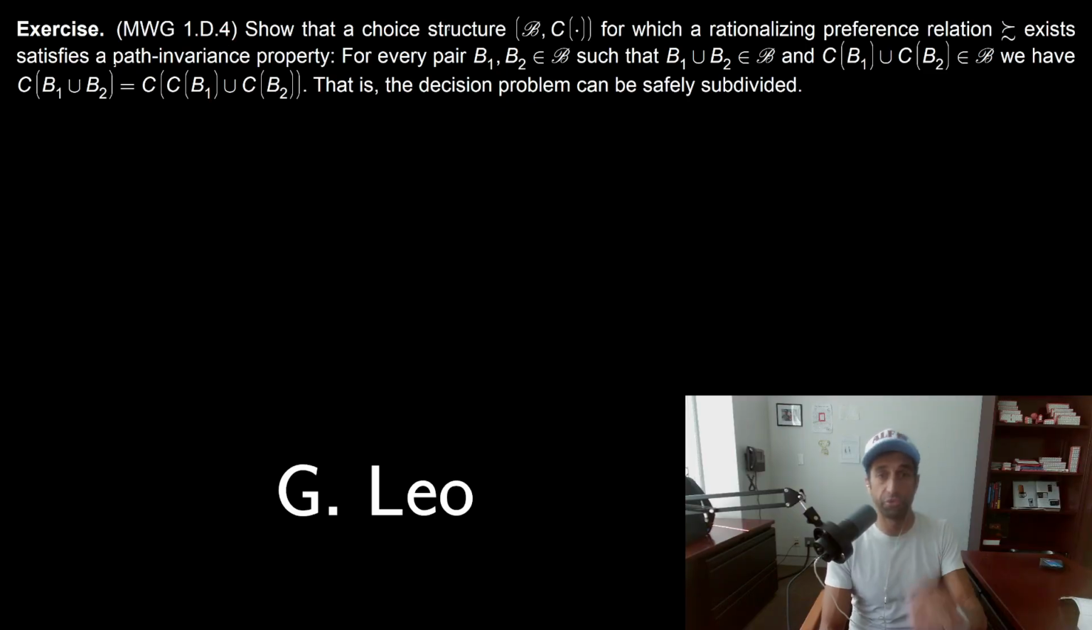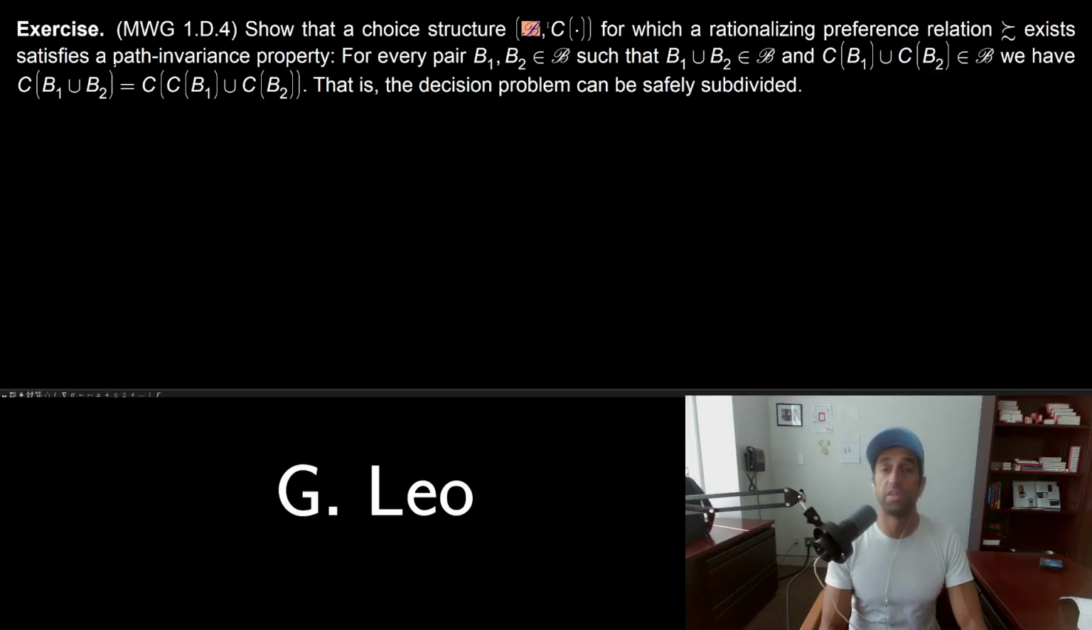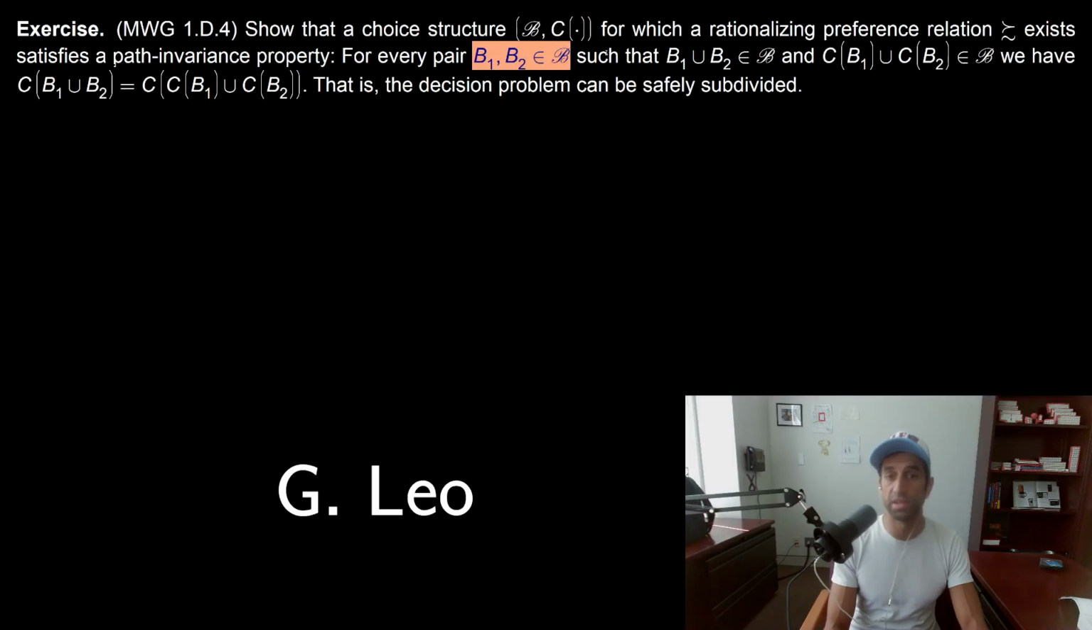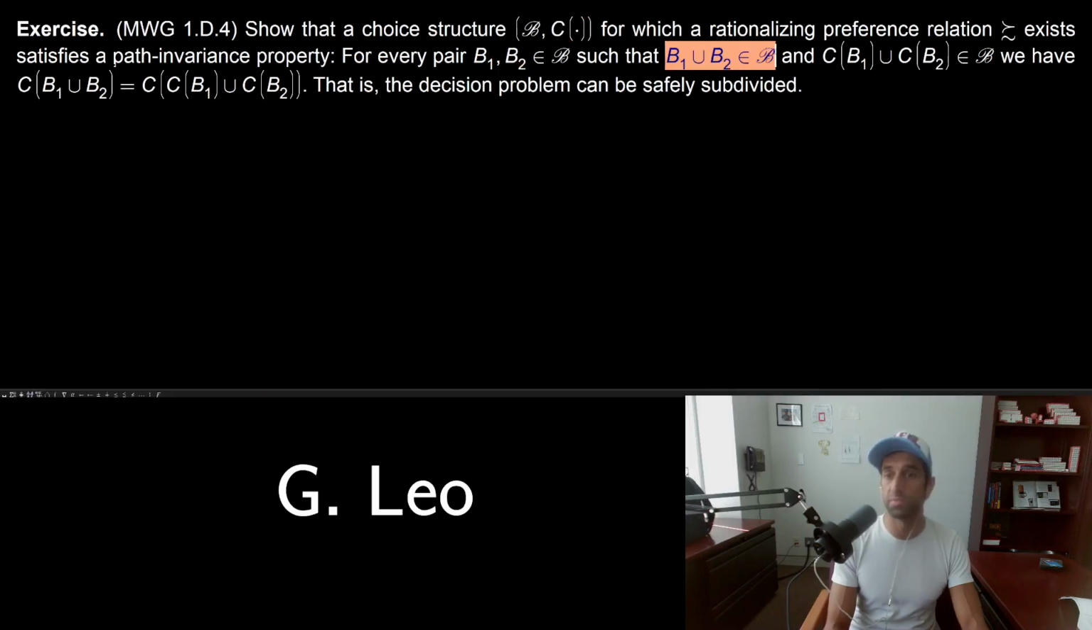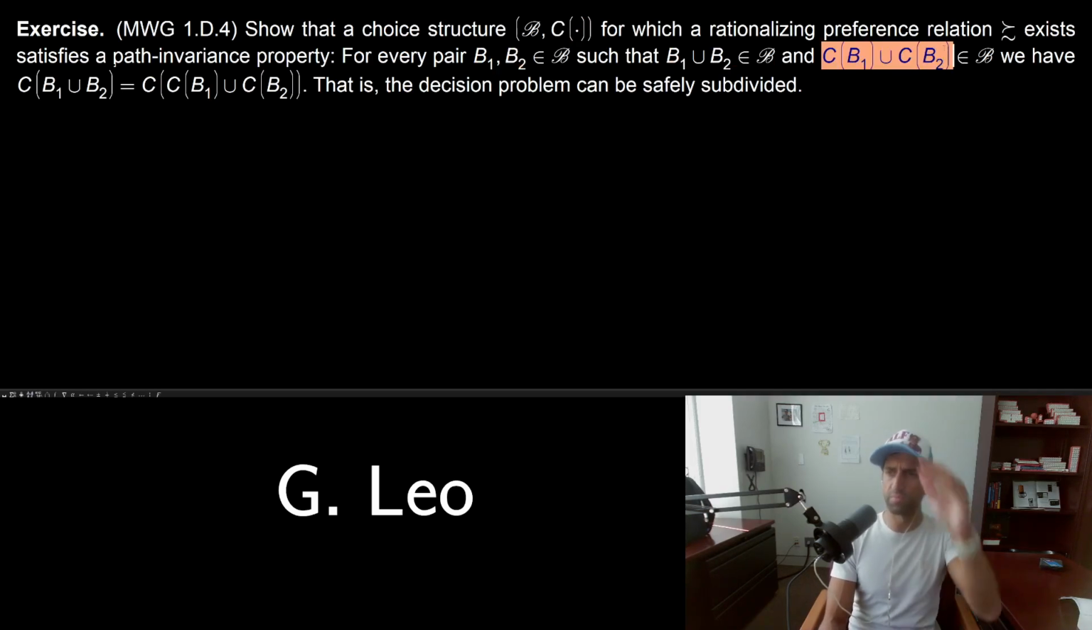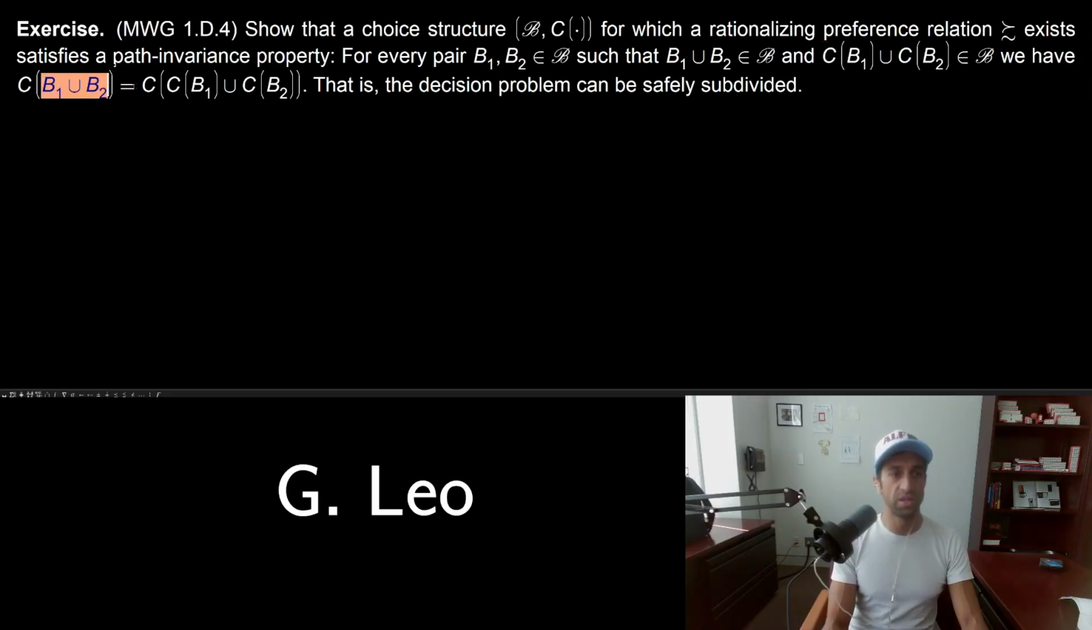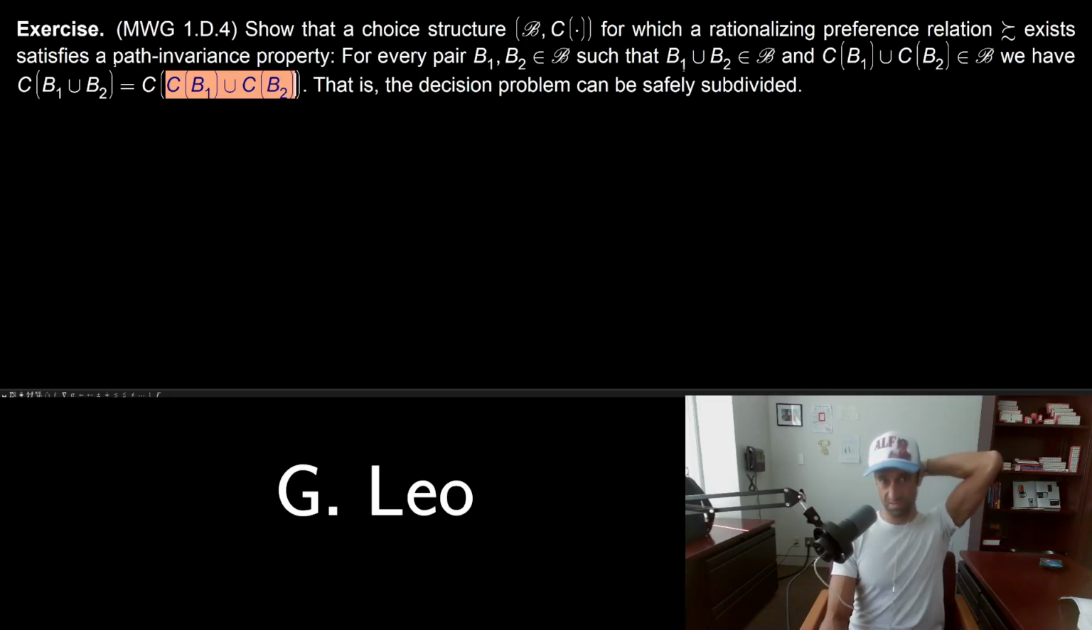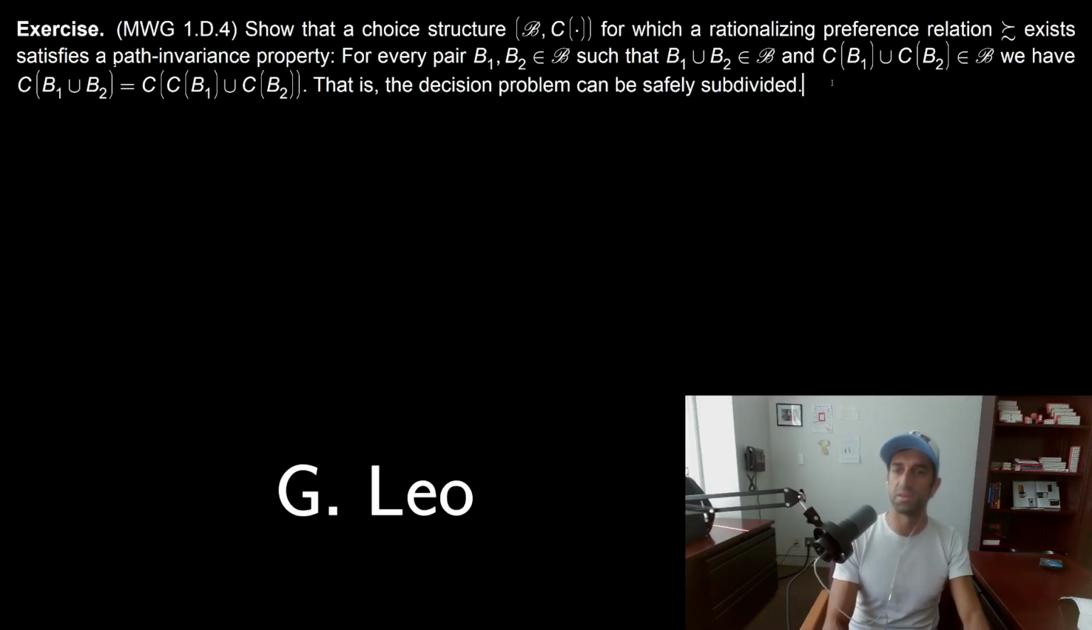Okay, so it says show that a choice structure, this is a set of budgets with a choice function for which a rationalizing preference relation exists, satisfies a path invariance property. For every pair of budget sets such that the union of those pairs is also a budget set, the choice from the union is equal to the union of your choices from those budget sets. Thus, the decision problem can be safely divided. Okay, I think I see.